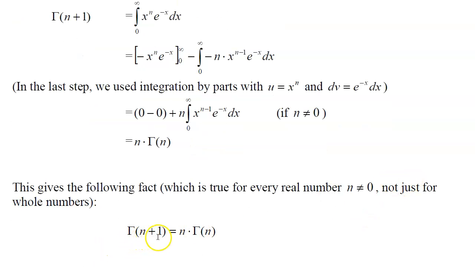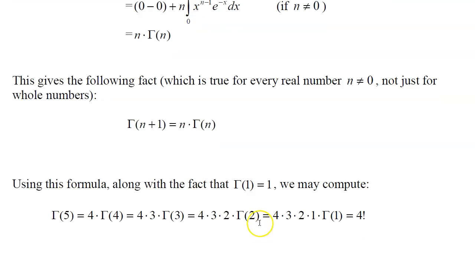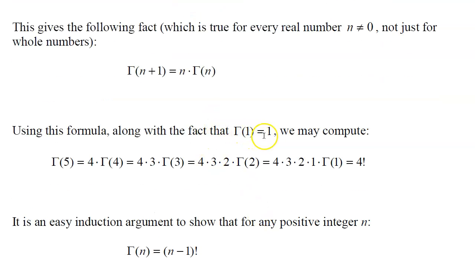The gamma of n plus 1 is n times gamma of n. But notice we already found gamma of 1 was 1. We did that calculation. So what's gamma of 5, let's say? Well, if you let n be 4 in this formula, it would say that gamma of 5 is equal to 4 times gamma of 4.